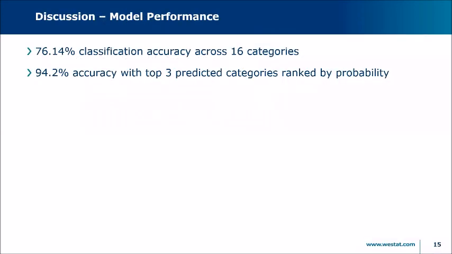For the model performance, we have roughly 67% classification accuracy across 16 categories, which is not that promising. But when we look closer at the model, we see that we perform relatively worse for some minority cases. So that's why we propose to show the top 3 predicted categories ranked by probability for each case, and then we can get 95% accuracy on our testing data.